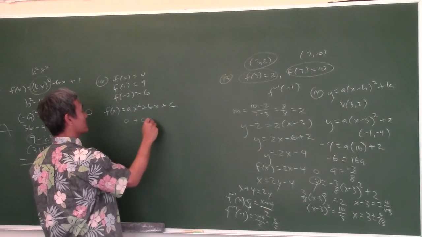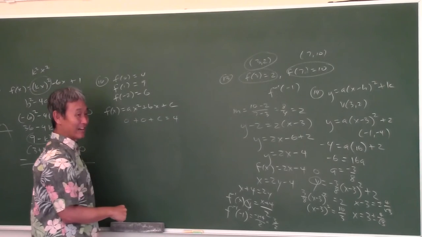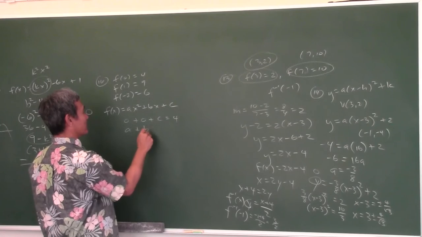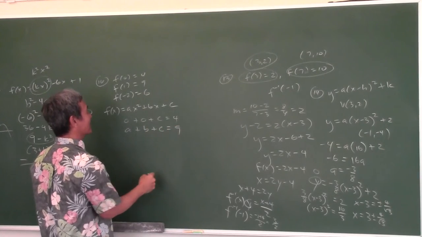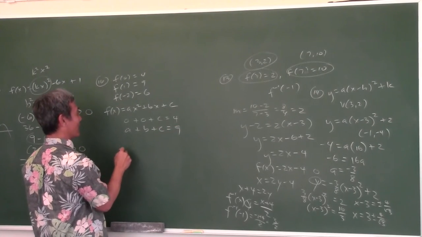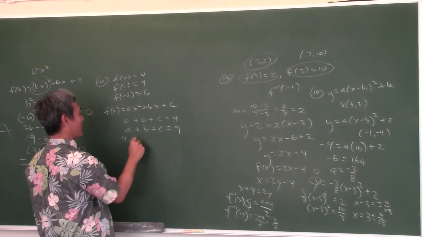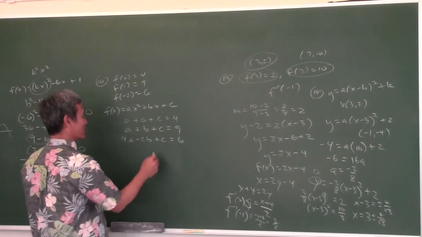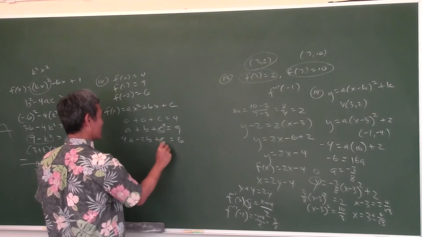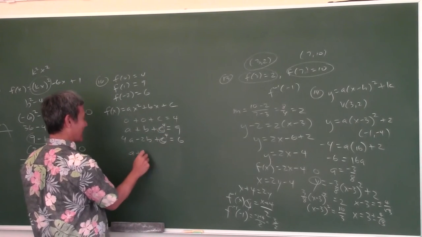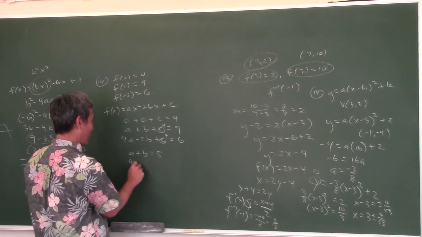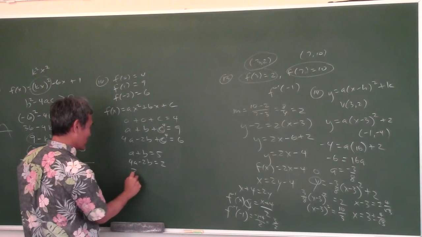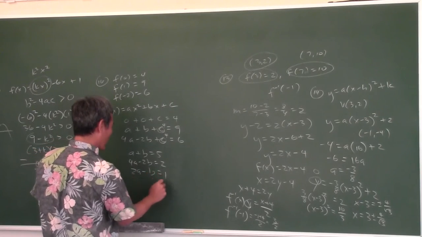So plug in 0 for x. 0 plus c equals 4. Oh, I just figured out c is 4. Okay, if I plug in 1 for x, a plus b plus c, you should get 9. And if I plug in negative 2 for x, what is that? 4a minus 2b plus c equals 6. But we already know c is 4, so this is 4, this is 4. So that's just like saying a plus b is 5, and 4a minus 2b is equal to 2. But I can divide by 2, so 2a minus b equals 1.